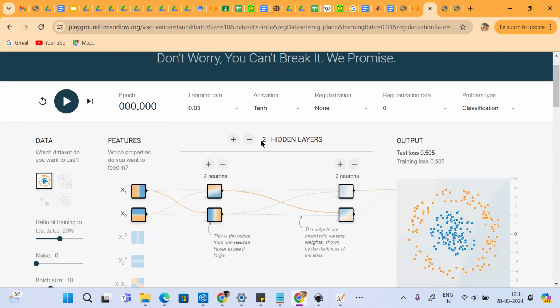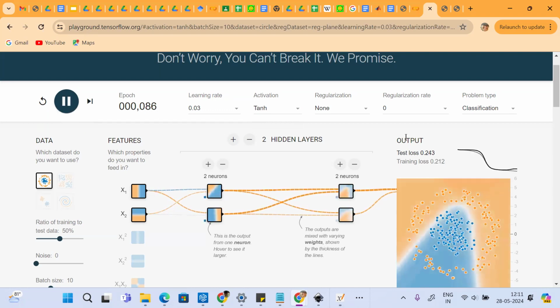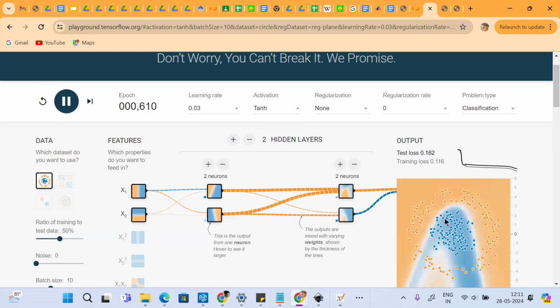All good. Now suppose we run it. You can see the test loss and training loss slowly converging, but they are parallel to each other. The problem is that it is not able to classify, is it? No, because the gradient you see should be around this only.